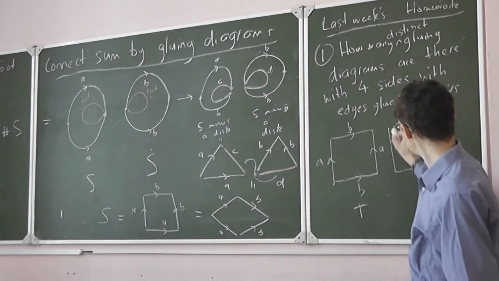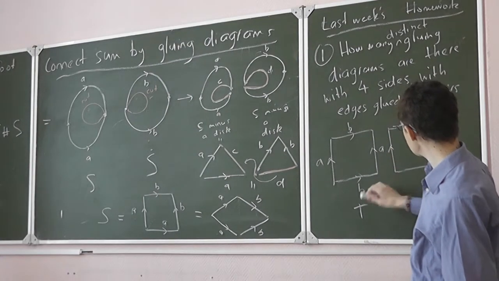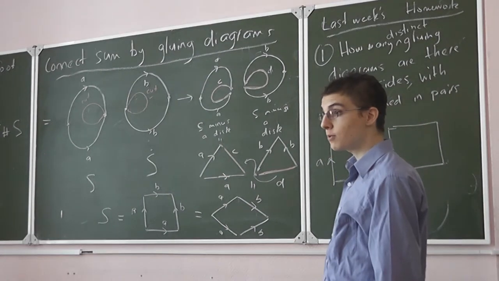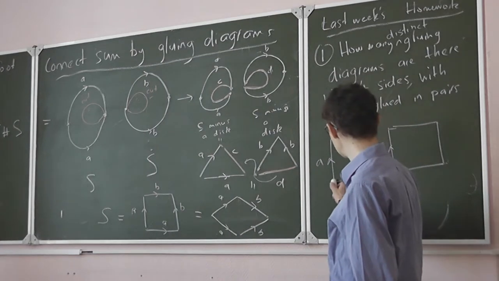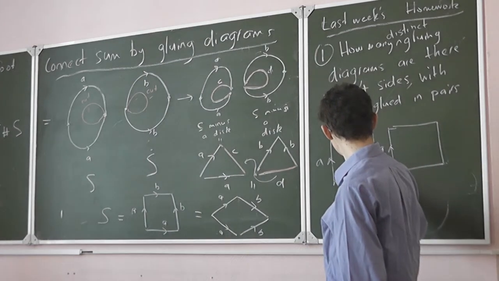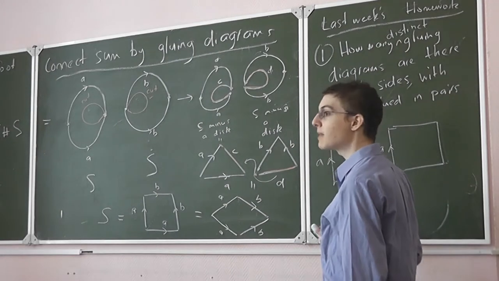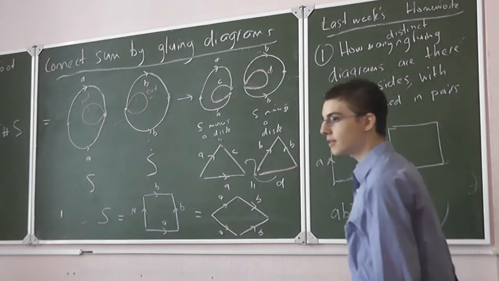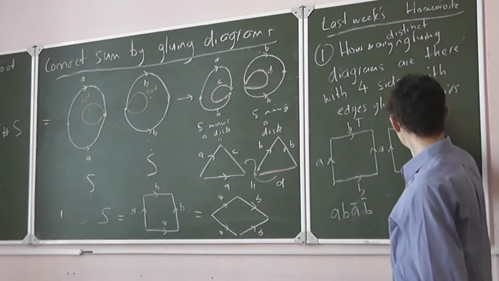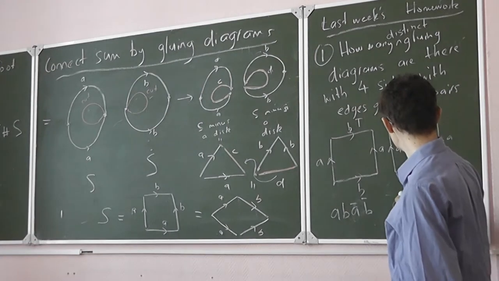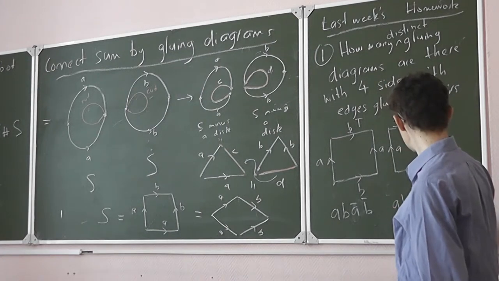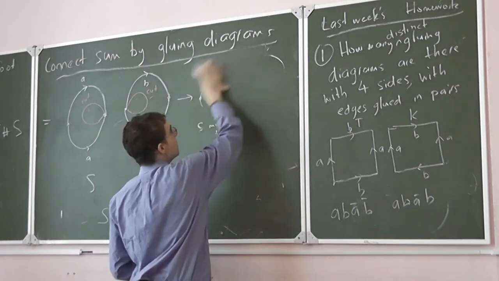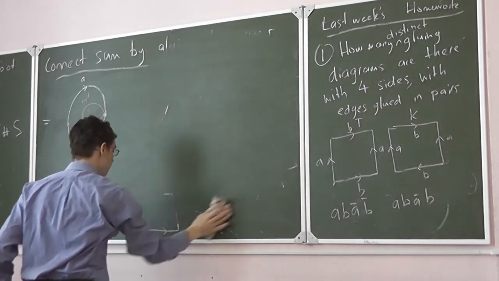Alright, so what do we know? We've done the torus. What is the word for the torus? Do you remember what a word for a gluing diagram is? A, B, A inverse, B inverse. That's right. What about the Klein bottle? So the Klein bottle, A, B, A inverse, B. If we think about these words, maybe this will help you decide how many there are.